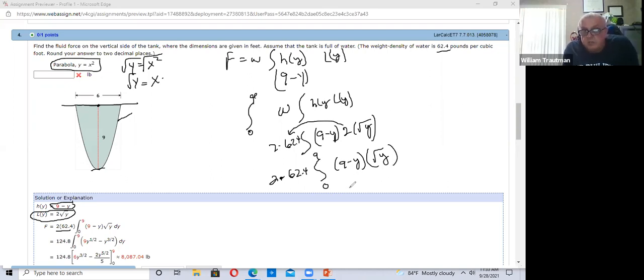And you can go through the process. First, you have to distribute this. And instead of Y, we're going to use Y to the 1/2. Same thing. So we get 9Y to the 1/2. And Y to the 1/2 times Y to the 1 is Y to the 3/2.